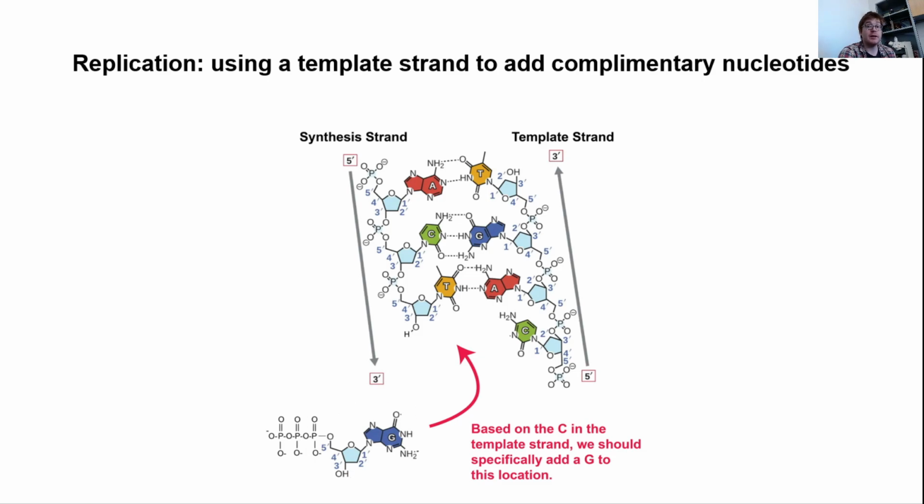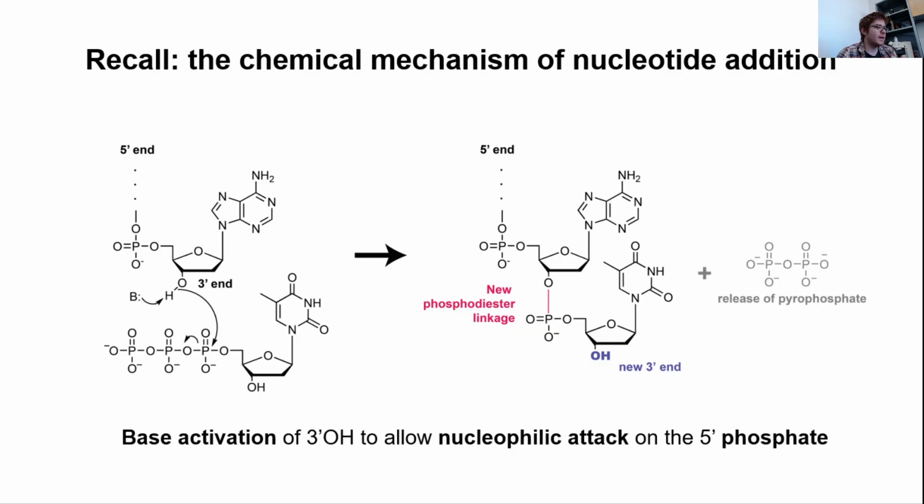And so how does this happen at a chemical level? Well, we actually talked in the very first lecture about the chemical mechanisms of nucleotide addition, in which at the 3' end of our strand that's undergoing synthesis, a base is going to activate this hydroxyl group here to facilitate a nucleophilic attack. And what it's going to perform this nucleophilic attack on is a nucleoside triphosphate, in which the pyrophosphate here can function as a nice leaving group to drive the synthesis.